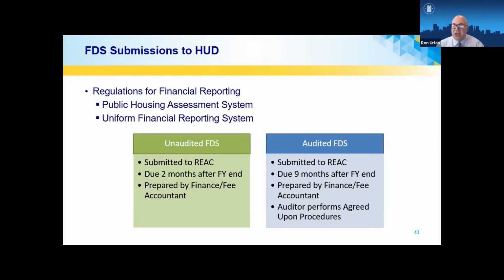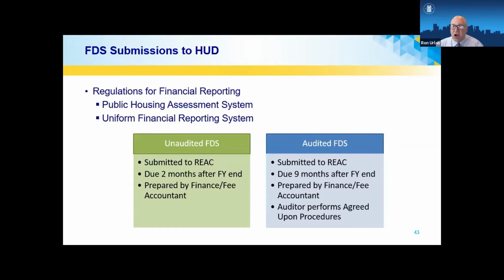Now you need to understand that this FDS schedule is used as the basis to score a lot of your components on the FAA scoring system, right? This is where HUD is going to score your management indicators and your financial indicators from. So obviously this is very important to get these submitted on time. You're going to lose a point off of your score for every 15 days late we have on submitting this.